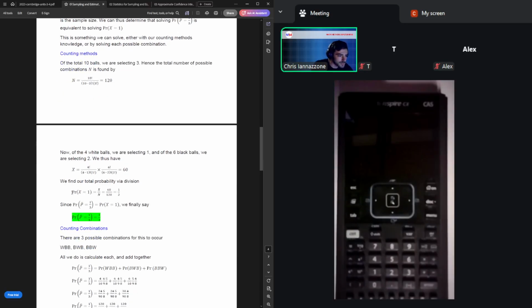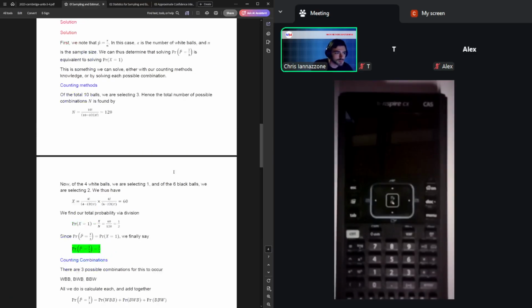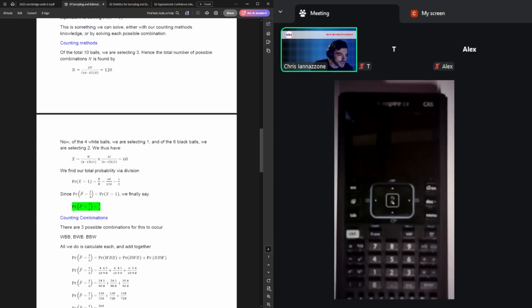All you would do then is, once you've calculated it in the P(X equals 1) statement, you'll just convert that back to the p hat statement, because it did ask you to solve for p hat equals a third. It's worth putting that in as your final answer there.